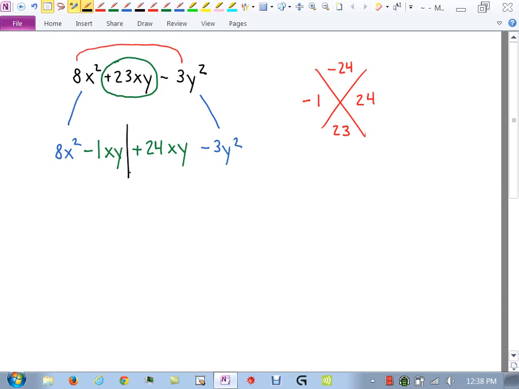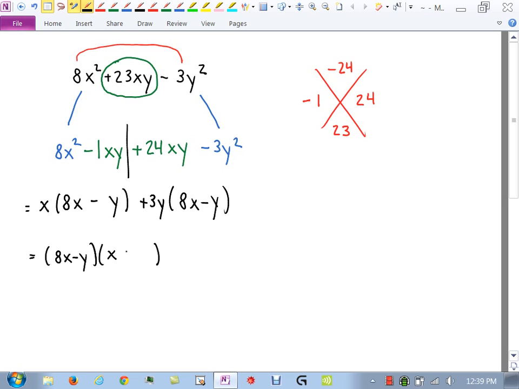So what's the common factor out of the first two? X. And you're left with 8x minus y. And then you have to match that up over here, 8x minus y. So we have to be able to turn an 8x into a 24xy. So I'm missing, let's see. I need a y, but I also need a 3. So plus 3y. And I'll double check that 3y distributed to negative y will give me negative 3y squared. So that works. Since they match up, I factor out the 8x minus y, and then in the new set of parentheses, x plus 3y.